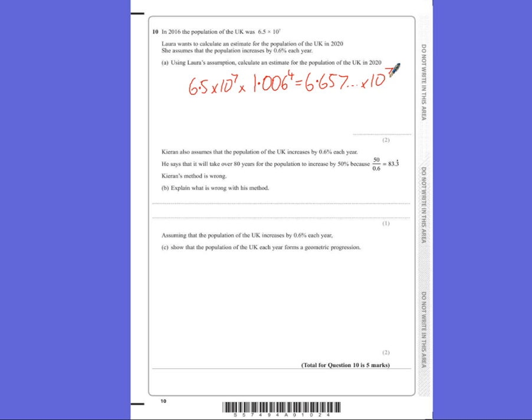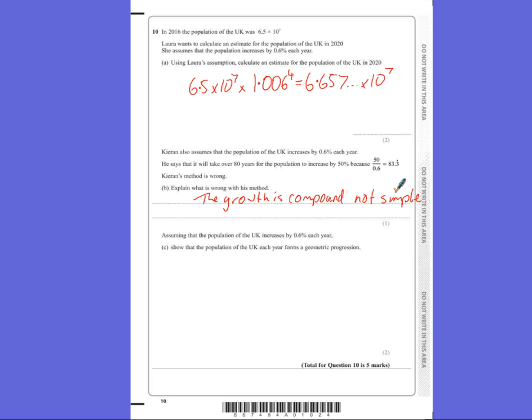Kieran also assumes that the population of the UK increases by 0.6% each year. He says that it will take over 80 years for the population to increase by 50%, because 50 divided by 0.6 is 83.3. His method is wrong. Explain why. Well, he's assumed that 0.6% is going to be the same figure each year, but it's not. It's a compound growth. So we just need to write the growth is compound. That means it changes each year with a percentage, not simple, where simple growth, like simple interest, would be the same amount each year.